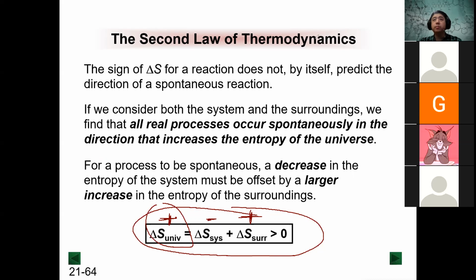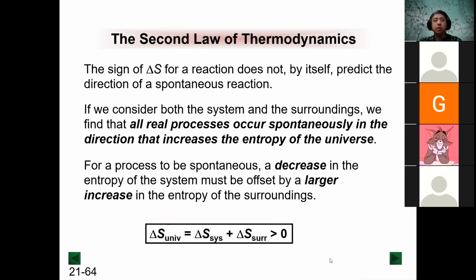Can you repeat that, Professor? Sure. You want delta S of the universe to be positive. If this was negative, as long as the delta S of the surrounding was positive, but a greater value compared to this, then the overall will come out to be positive. Okay, thank you.